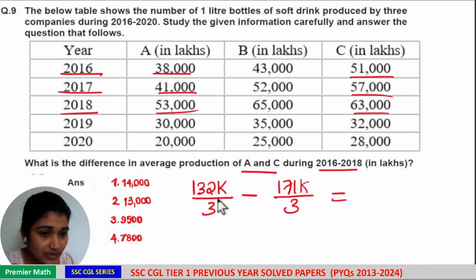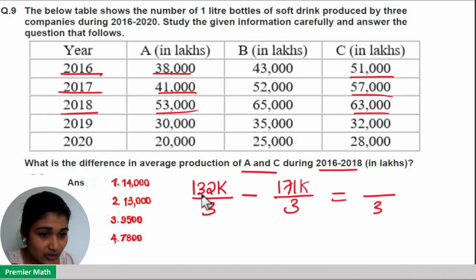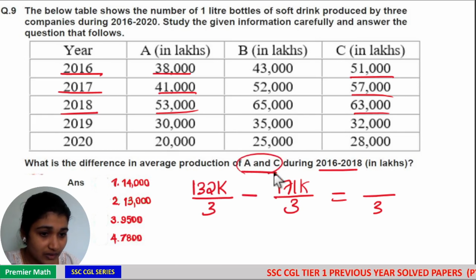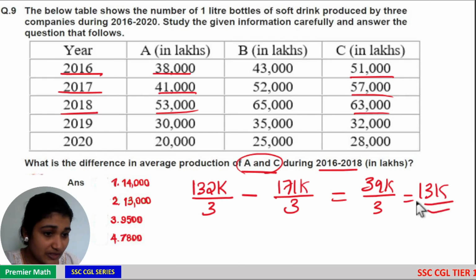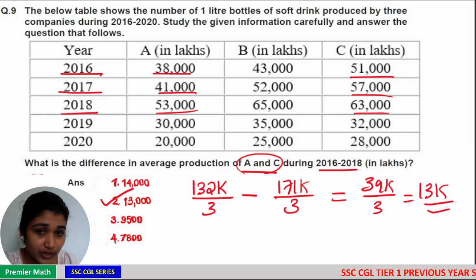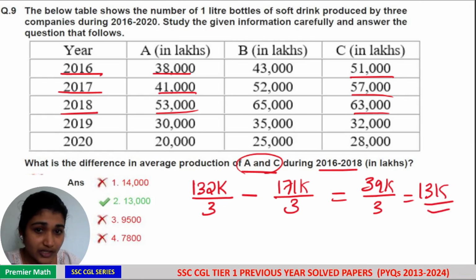Now take the difference. Denominator 3 is common. Now the difference between 171 and 132. Here ignore the sign. Just take the difference between A and C, which is equal to 39,000. 3 goes 13 times in 39, which means 13,000. Option 2 is your answer. The difference is equal to 13,000 between these two companies.